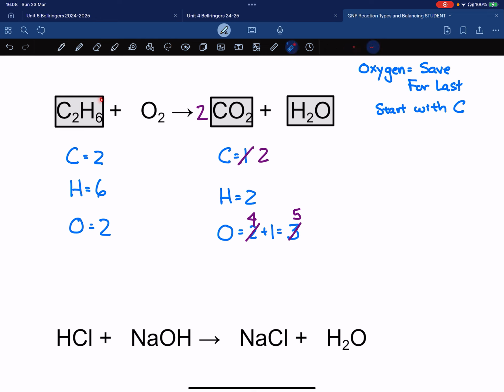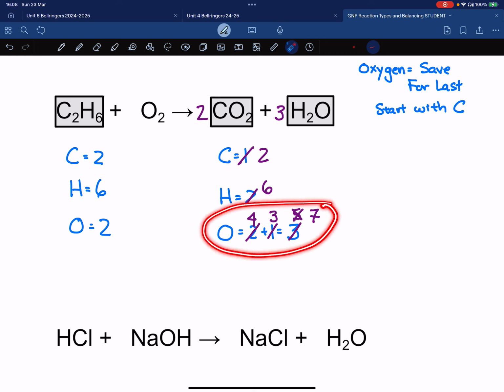Next, I'm going to look at my hydrogens. I've got 6 on one side, I've got 2 on the other, so clearly I'm going to have to put a 3 right there. So that's going to cause me to recount that. That's 6, right? Then now 3 times 1 is 3, so I've got now 7 oxygens. Okay, now here's the problem.